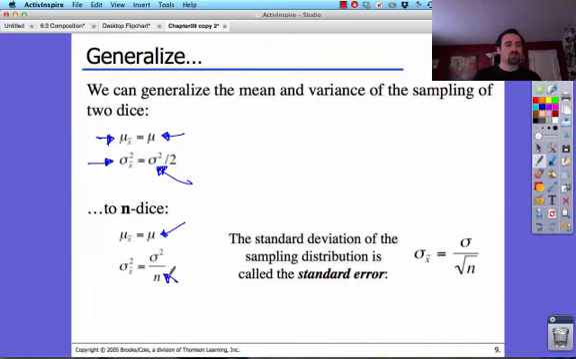So that's to say, if I roll 3 dice, I'm going to take the original variance and divide it by 3. What that means is that the new standard deviation ends up being the same as the old standard deviation divided by square root of the sample size.